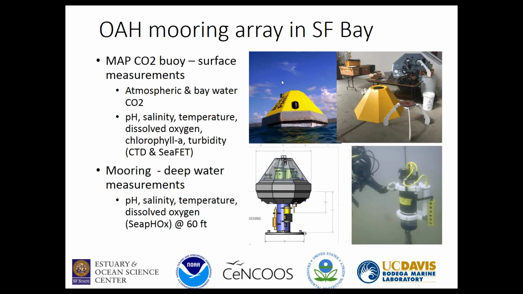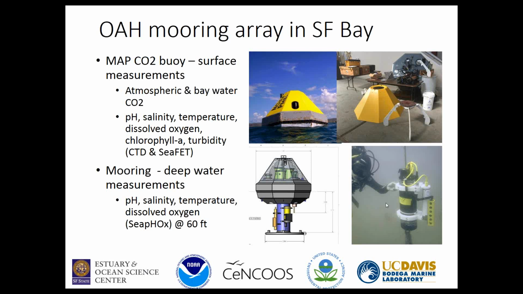So the buoy is one that NOAA and the PMEL group has designed that measures the atmospheric concentration of CO2 and the CO2 in bay water. We also have instruments attached to the base of that buoy, inside the water, for pH, salinity, water temperature, dissolved oxygen, chlorophyll, and turbidity.